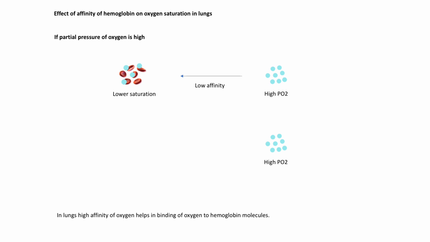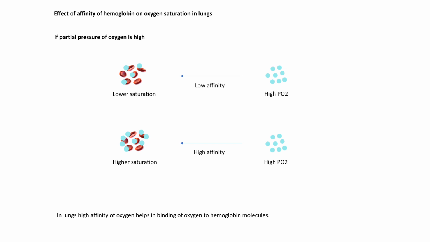And if partial pressure of oxygen is high and affinity of hemoglobin for oxygen is high, oxygen will readily bind to hemoglobin and it will increase saturation of hemoglobin. So in the lungs, we want hemoglobin to have high affinity for oxygen, so oxygen can readily bind to hemoglobin. So we want hemoglobin to have high affinity for oxygen in the lungs and low affinity for oxygen in peripheral tissues.